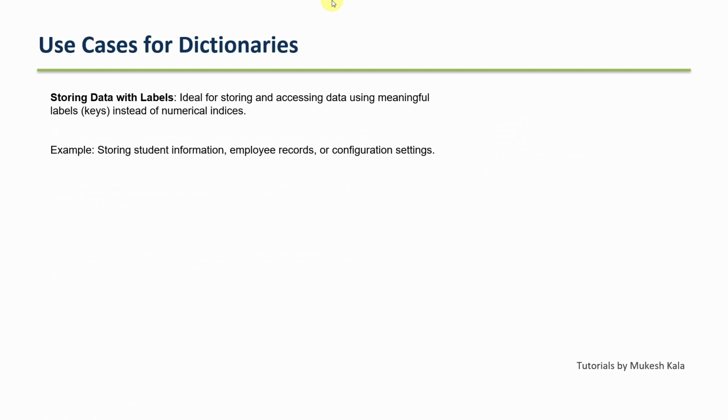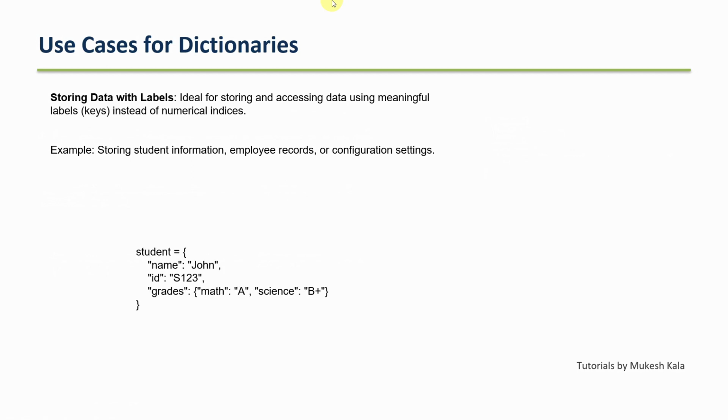It can be like storing the student information, storing the employee records, configuration settings, right? People who are coming from a UiPath background, this is the same concept which you see in the Robotic Enterprise Framework config file, which is nothing but an Excel sheet where you have keys and values, right? So wherever you have data which has to be stored with labels, we use something which is called a dictionary.